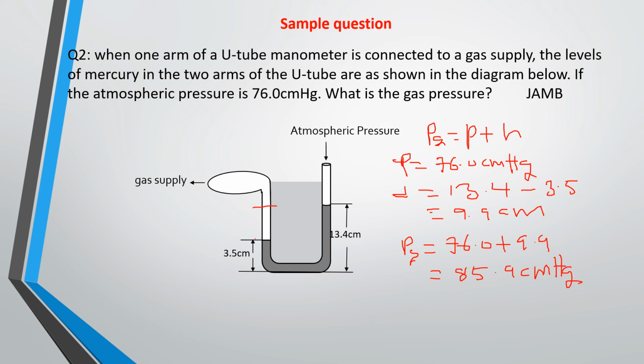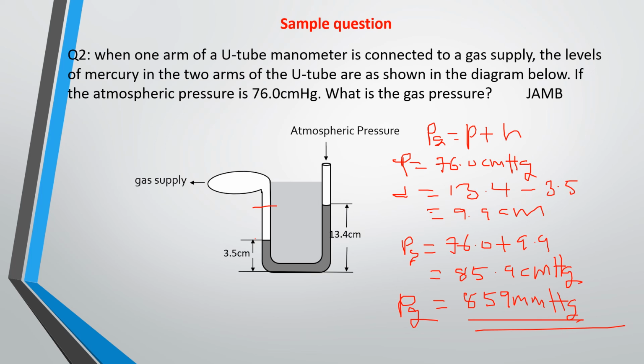Then you can convert it to millimeters by multiplying by 10. So that will give you 859 millimeter Hg of gas pressure. So P gas is equal to that. Okay, I hope these questions are simple, so that when you see them in your textbook or in your past questions, you should be able to tackle them, right?